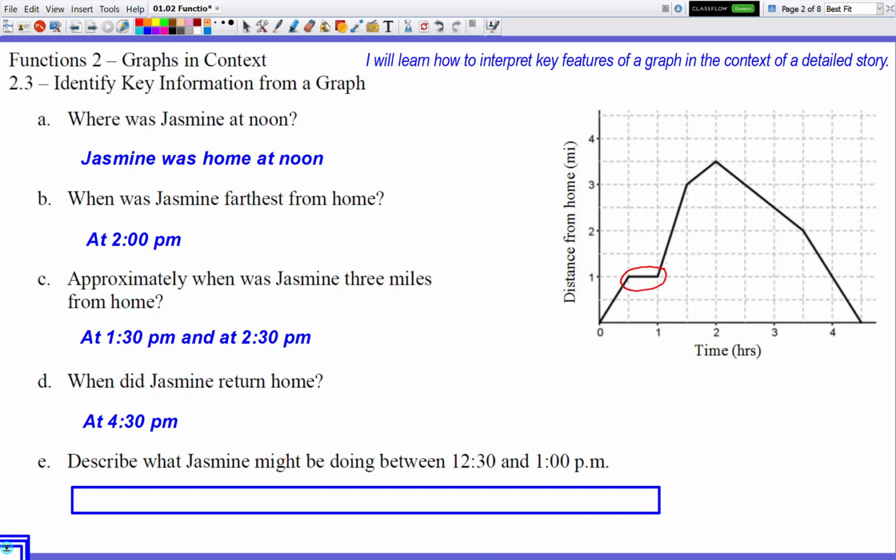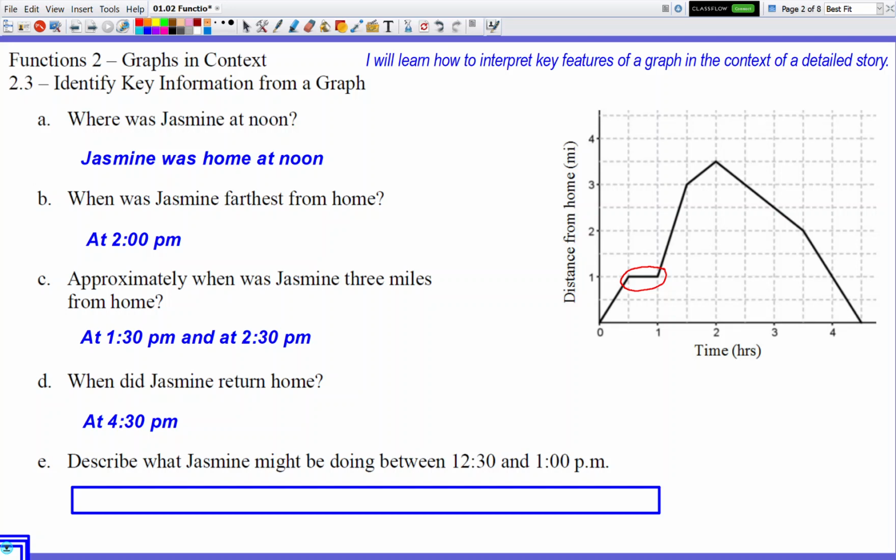Okay, well, first of all, we know the graph is flat. And because the graph is flat, that means that she's not moving. Well, she's not totally like a mannequin, but she's not getting any farther from home. She's not getting any closer to home. So she's staying in one spot for like 30 minutes. So what do you think she might be doing for 30 minutes? So that answer can vary.